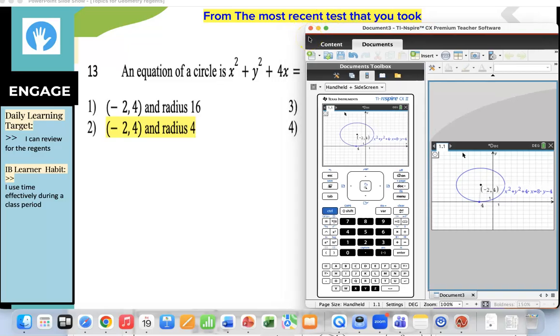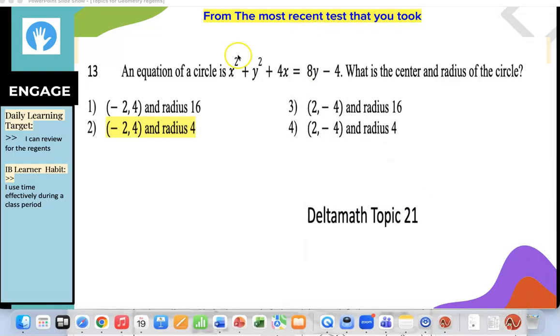So using technology, right? So now I want to show you how to do this algebraically, because they may ask you this as a short response question, and you need to be able to show the work. So we have x squared plus, I'm going to write the x's next to each other, 4x for the sake of time. And then we have y squared. So I'm going to leave a space, and I'm going to write y squared.